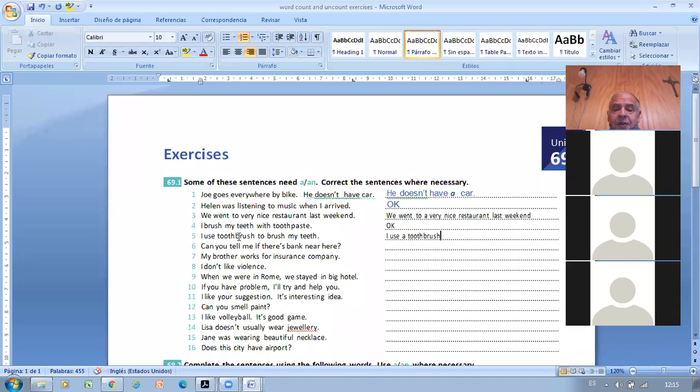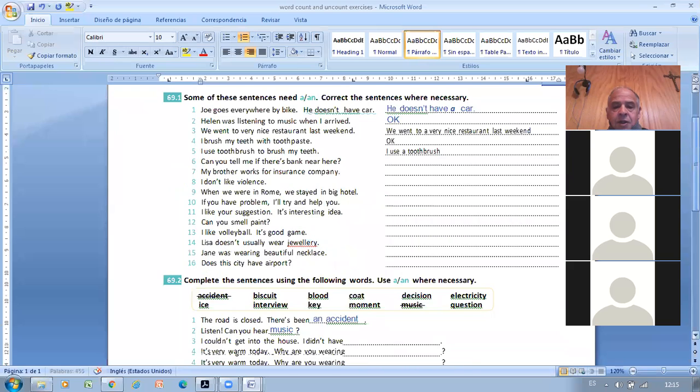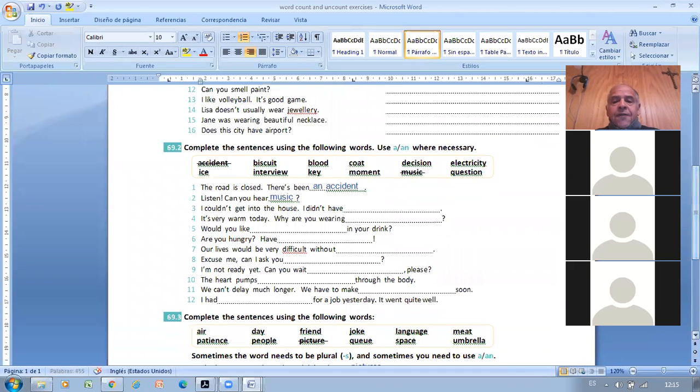Okay, so that is the first part of the exercise. You have to decide in here if it is correct or incorrect. And when it is incorrect, you have to put the A or AN in the sentence, okay? Now, the second one says here, complete the sentences using the following words. Use a or an where necessary. For example, here you have some words: accident, biscuit, blood, code, decision, electricity, ice, interview, key, moment, music, question, okay? So accident is countable, music is uncountable, right?